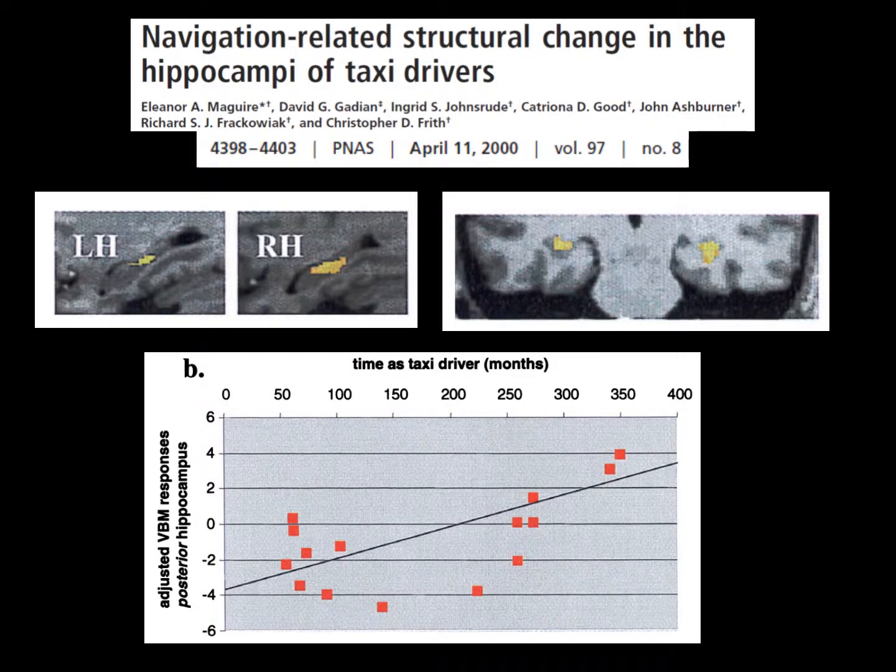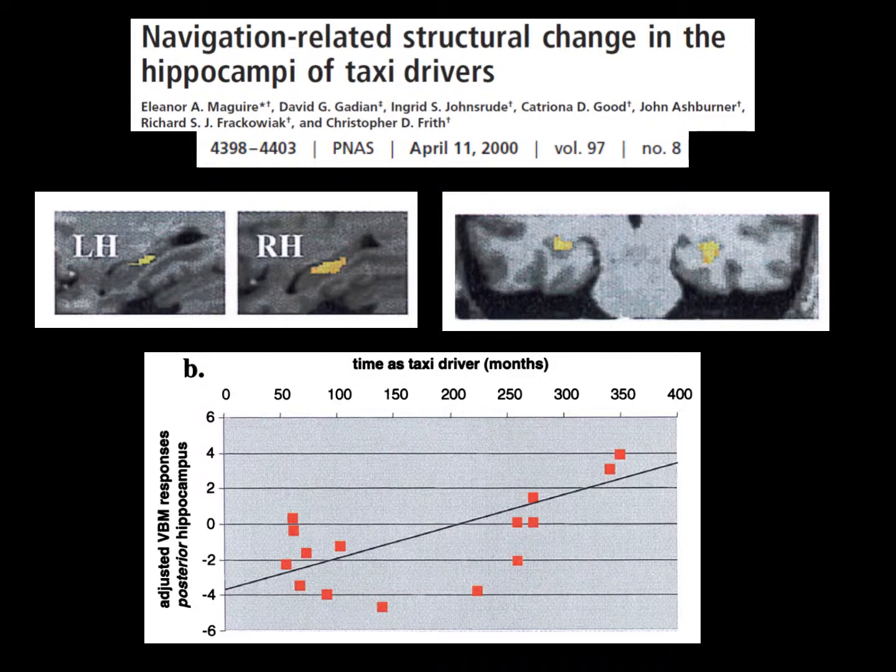Probably the most famous example of voxel-based morphometry use was a very early study investigating the size of the hippocampus in London taxi drivers. Published in 1999, this study showed that the posterior hippocampus on both the left and the right side displayed greater volume in taxi drivers than in controls, and that the longer the time as a taxi driver, the larger the posterior hippocampus was.